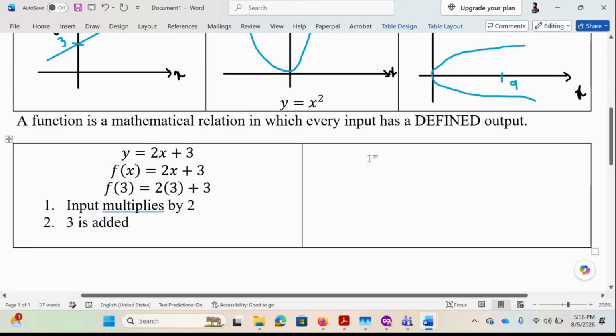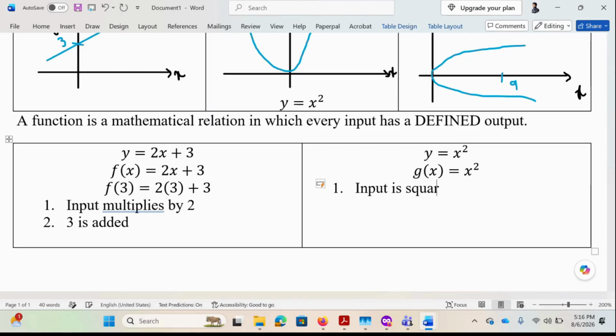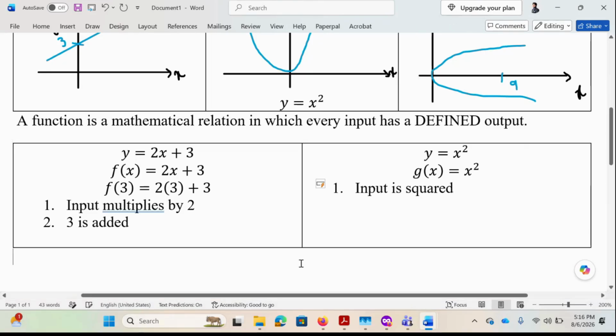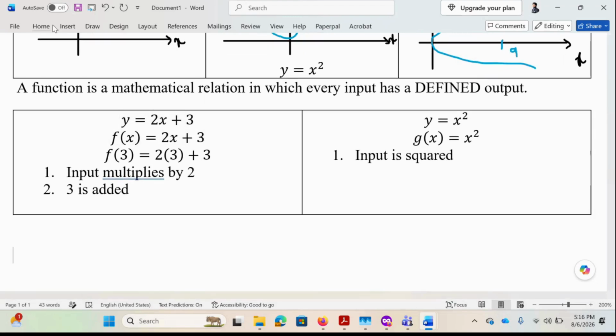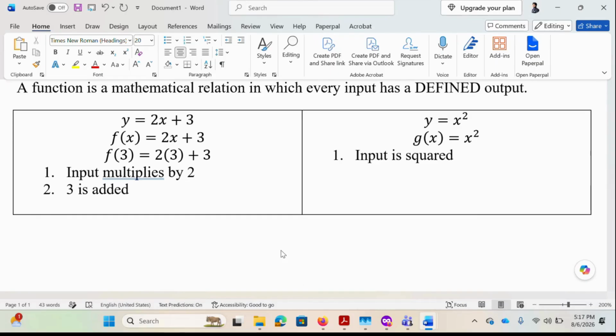And what about this one? y is equal to x squared. If I call it g(x), g of x is x squared. Now what is happening to the input? Input is squared. Is that right? So these are the operations that are happening. Be clear with the operations. Be clear with the sequence of operations. Okay? Any confusions till this point? This is how we do or understand a function.